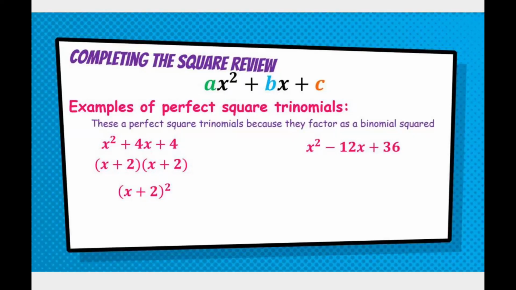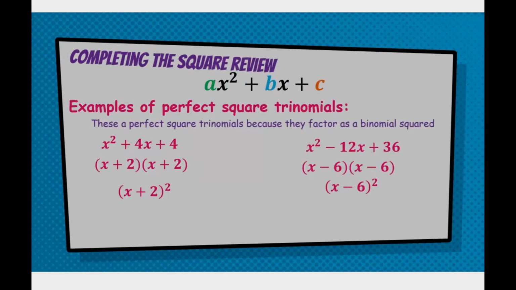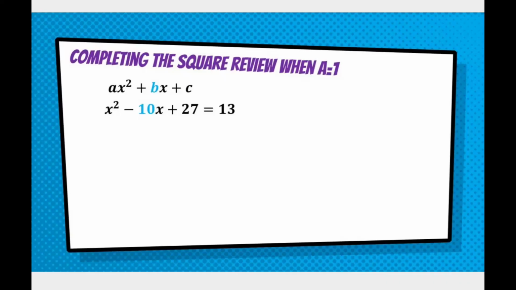Okay, let's look at this next one: x squared minus 12x plus 36. This is a perfect square trinomial because negative 6 multiplies to 36 and adds to negative 12. So I can write this as (x minus 6) times (x minus 6), which then is (x minus 6) squared. Our goal is to get it to look like what we have, (x plus 2) squared or (x minus 6) squared, because that's what our equation of a circle is. It's x minus something squared plus y minus something squared.